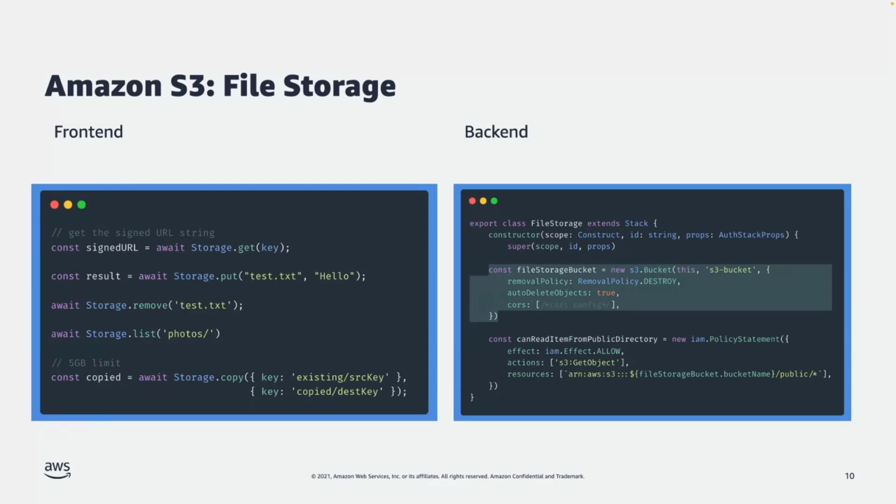In this case, when it comes to getting an image from Amazon S3, we simply pass in a key and it returns for us a signed URL.